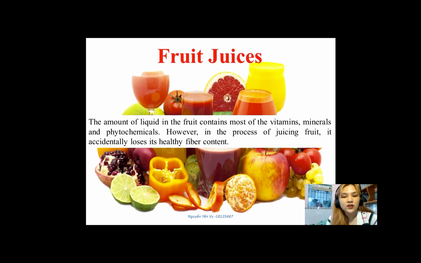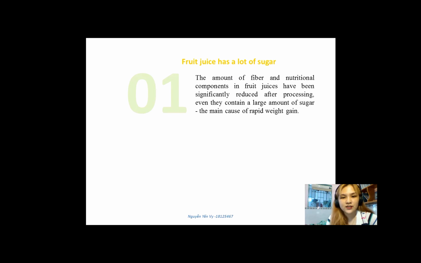The liquid in fruit juice contains most of the vitamins, minerals, and phytochemicals. However, in the process of making fruit juice, we lose much of its fiber content. Fruit juice is so convenient, but is it really nutritious? The first, fruit juice has a lot of sugar. The amount of fiber and nutritional components in the fruit juice has been significantly reduced after processing. It even contains a large amount of sugar, a main cause of rapid weight gain.